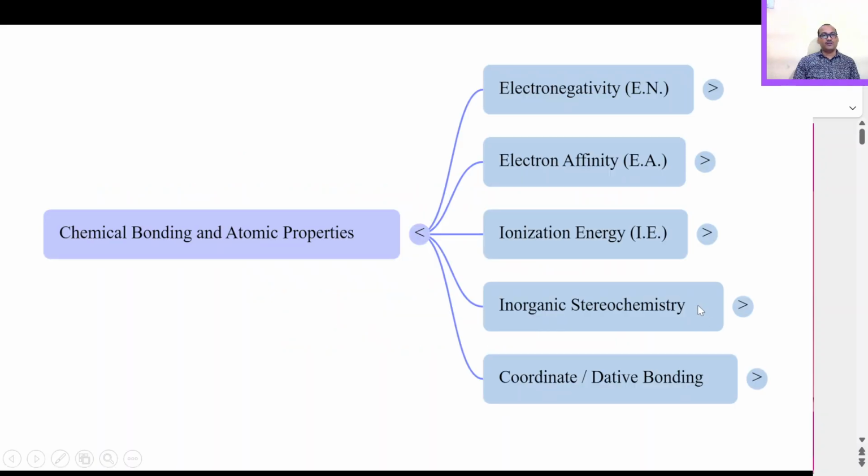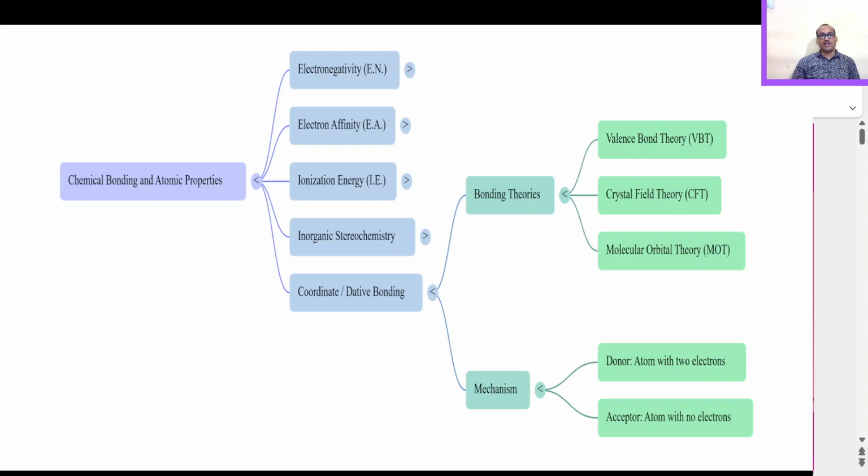So when we talk about chemical bonding and atomic properties, we need to know the electronegativity, electron affinity, ionization energy, inorganic stereochemistry, and the coordinate or dative bond. While talking about the coordinate bond, we need to know the bonding theories like valence bond theory, crystal field theory, and molecular orbital theory. While discussing the mechanism, basically the donor atom with 2 electrons will donate its pair of electrons to the acceptor atom, forming the dative bond.